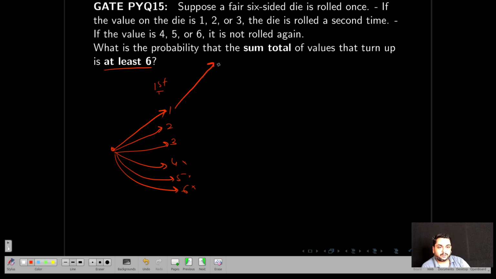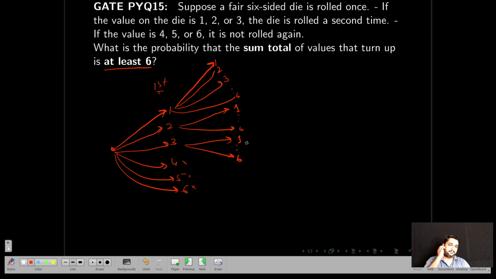Now if it is 1, I have to roll again a second time. So it will have 1, 2, 3, so like that till 6 possibilities. Here also, I will not write all, 1 to all 6. Here also same, 1 to all 6. Then we'll stop the experiment here. Now what is the probability that the sum of total values that turn up is at least 6?